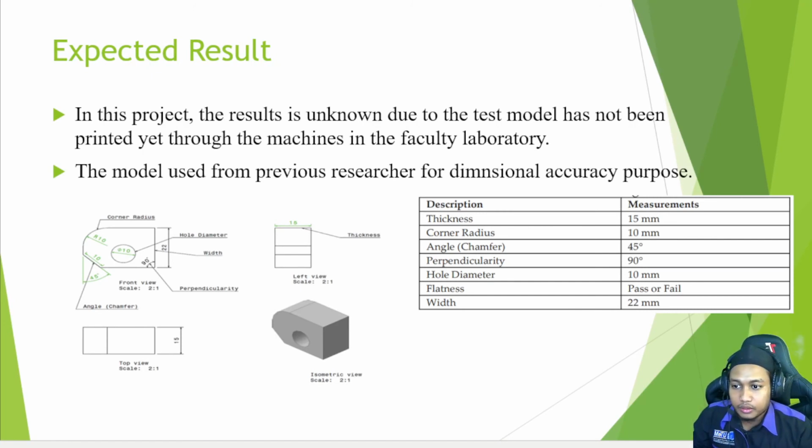Okay. For the expected result in this project, the result is unknown because the test model has not been printed yet on the machine in the faculty lab. However, here I show the work of a previous researcher, Asmaidin et al. 2020. They studied the dimensional accuracy of ultrasonic assisted fused deposition modeling system printed specimens. They designed the model using CATIA software. And these are the dimensions they tested for dimensional accuracy: thickness, corner radius, angle, chamfer, perpendicularity, hole diameter, flatness, and weight.